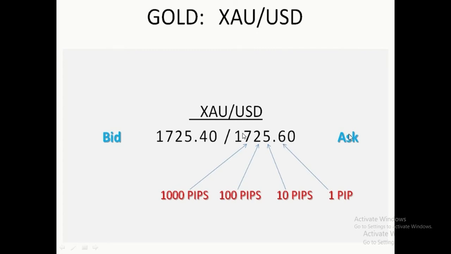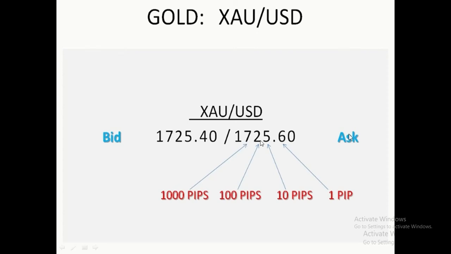In this case, we have 1725.6. That's 1 is 1, 7 is 2, 2 is 3, 5 is 4, and 6 is 5. That means 0.6. This 0.6 is our fifth number. So on this fifth number, every change is 1 pip. That is, if you have 1725.6 and you now have 1725.7, that means it is 1 pip difference, or 1 pip profit if it has grown.